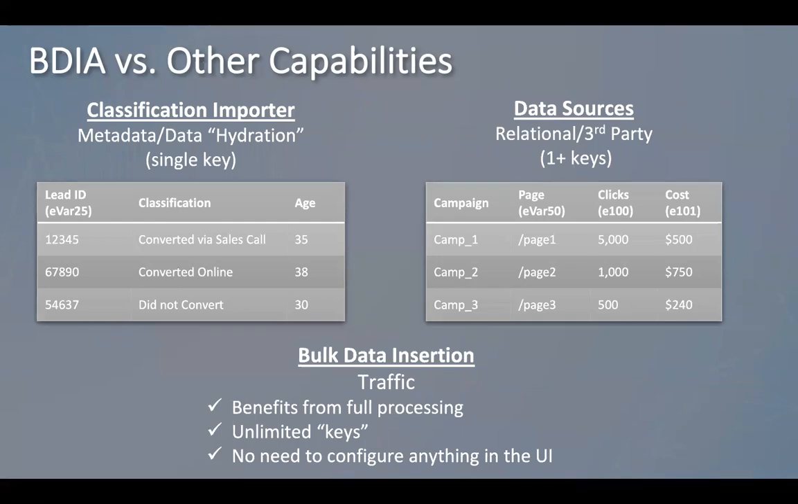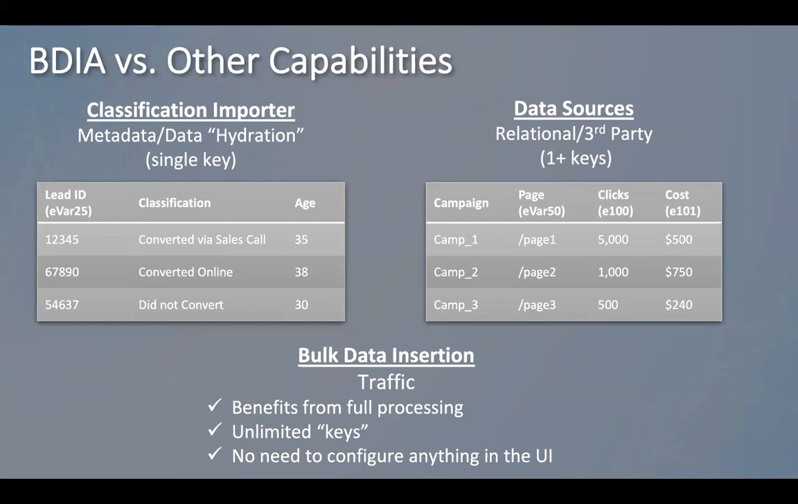You can use one or more keys, tracking code or eVars, and then you can append whatever events you want to that. The difference here is that bulk data insertion works really well with traffic type data. Obviously, it benefits from full processing. There are essentially an unlimited number of keys because you can include as many props and or eVars as needed in one file.